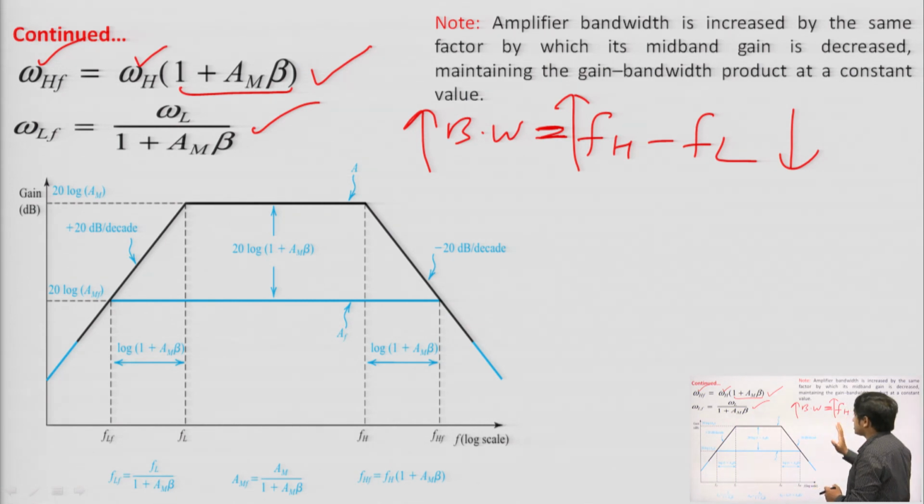So, your bandwidth is enhanced, and one more important thing is that you can see that the bandwidth is enhanced by the same factor by which the gain is reduced. So, your gain bandwidth product will be constant.